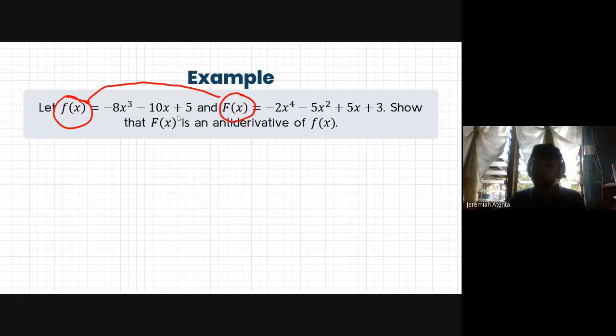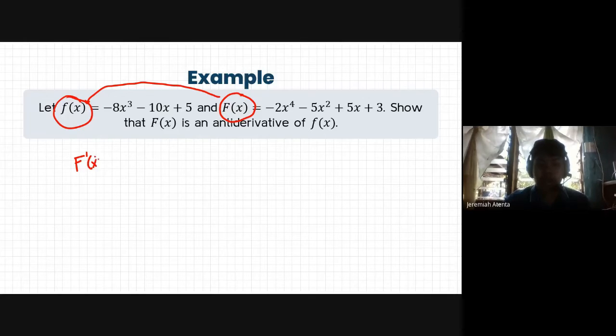So that's it. According to the definition, the uppercase F of x is the antiderivative of the lowercase f of x if the derivative of the uppercase F of x is equal to f of x. Therefore, to show that F of x is an antiderivative of f of x, you are going to check the derivative of the uppercase F of x and check if it is equal to the other function. So we differentiate the uppercase F of x. We have F prime of x here.